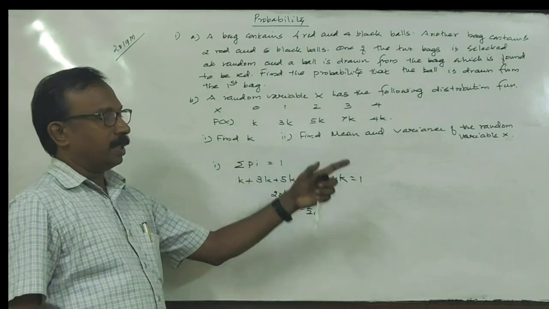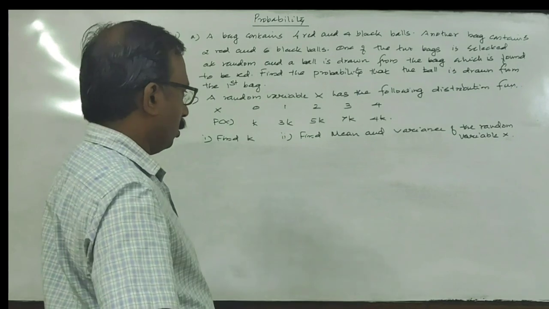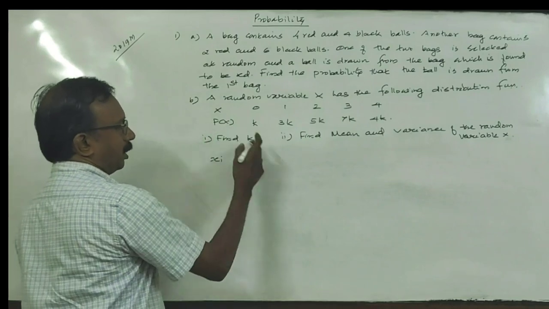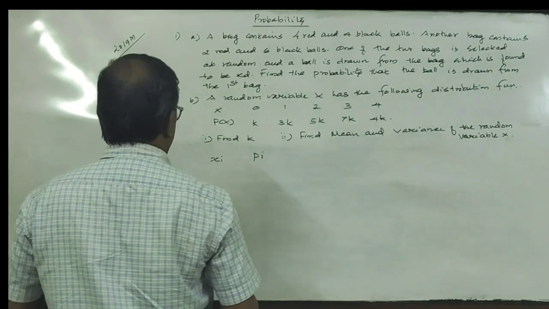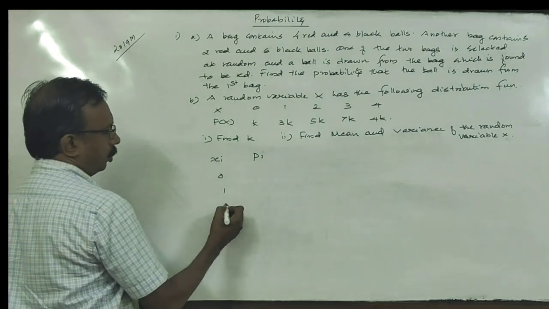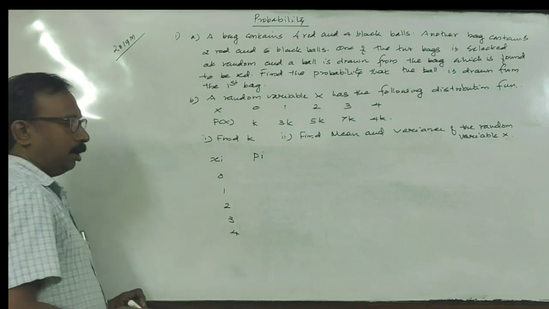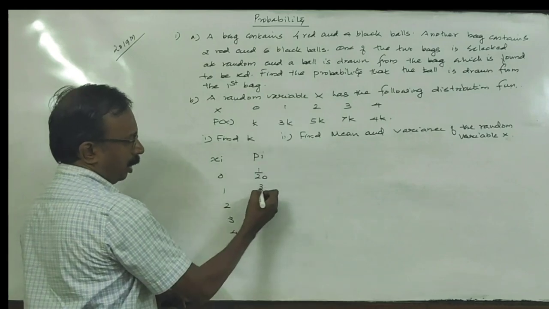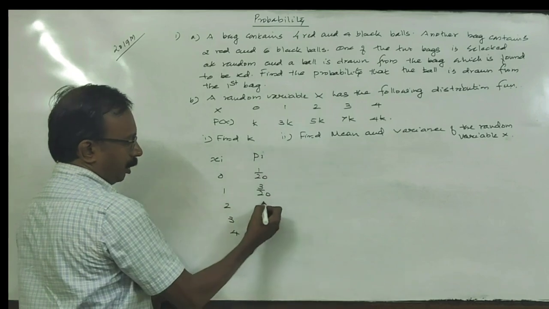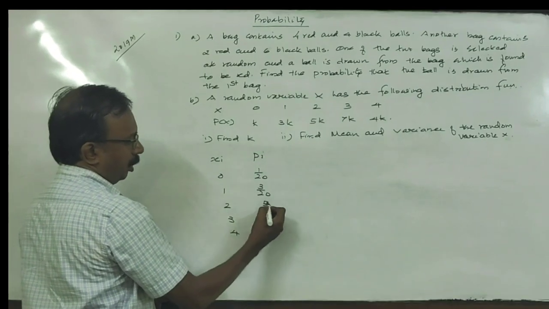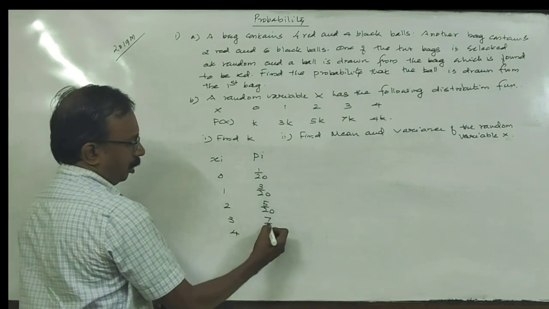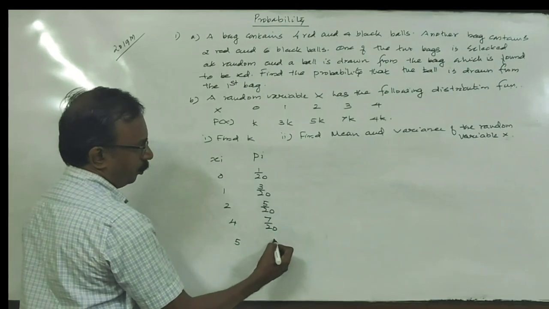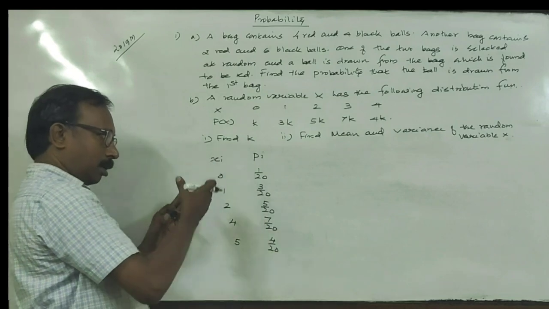In the second part, we have to find the mean and variance of the random variable. Here, X is the same as small xi, and P of X is the same as small pi. Xi is 0, 1, 2, 3, and 4. Corresponding pi: k is 1 by 20, then 3 into 1 by 20, 3 by 20, 5 into 1 by 20, 5 by 20, 7 by 20, and the last one is 4 by 20. This is xi and the pi.